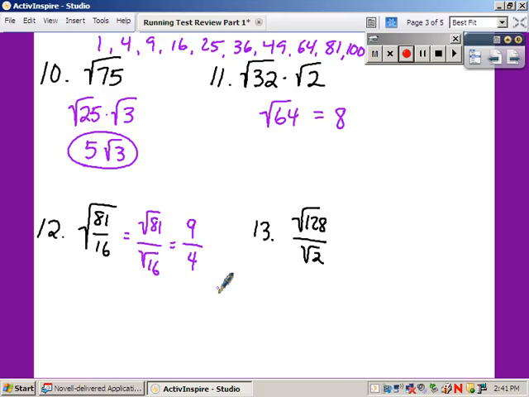Similarly over here, it's the exact opposite. So just like we did with number 10 and 11, kind of the reverse procedure, this one is already separated into two. The plan would be to make it into one. Because when you do that, 128 over 2 is actually 64, so we end up with 8 as an answer.